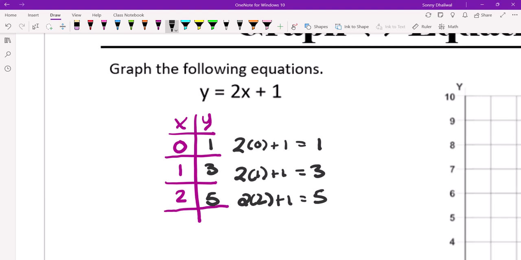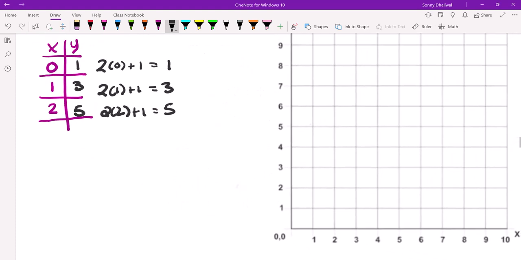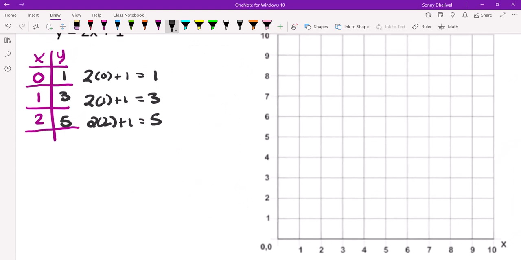We draw those 3 points. We go over here. 0 and 1 is right here. 1 and 3 is right there. And 2 and 5 right there. There are 3 dots. Grab our ruler, and you go through those 3 dots. And we have our line.